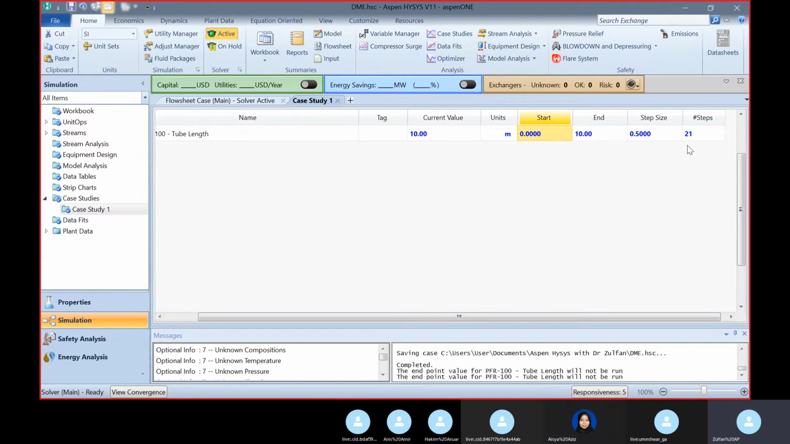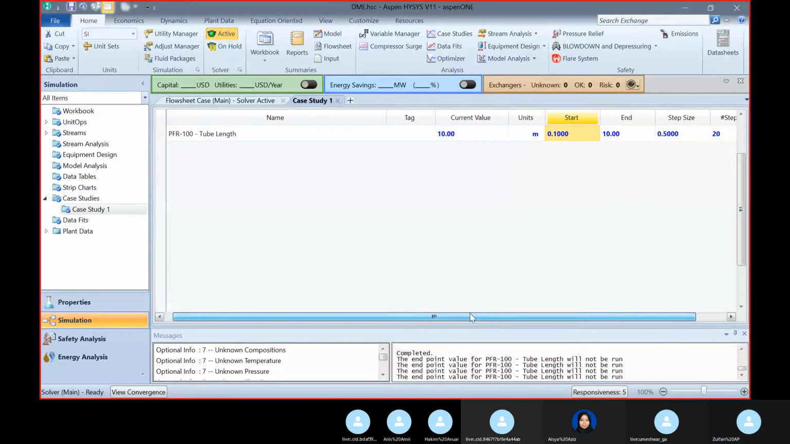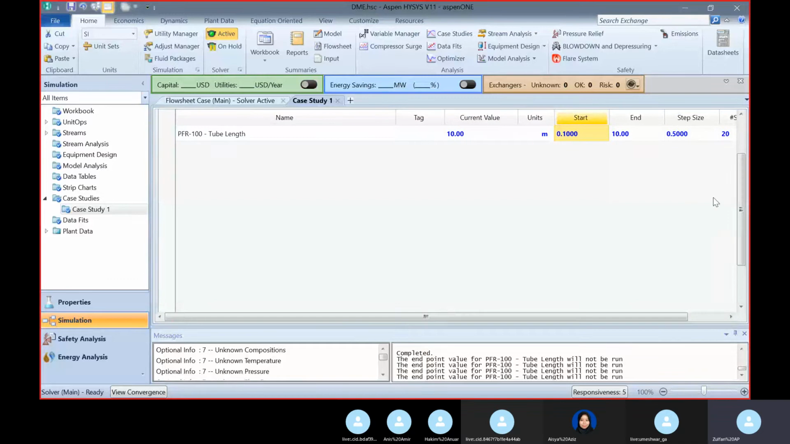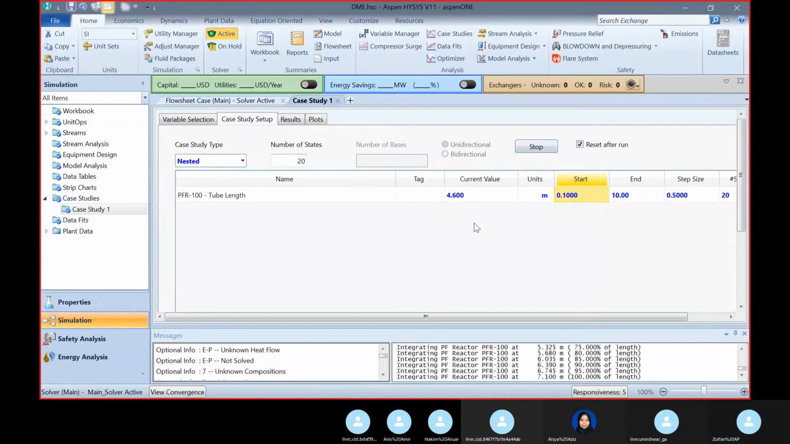Less than, no, there's no 0. Yeah, 0 does not work. You have to put some number. 0 means there's no reactor. So 20 steps. Yeah, okay. And then what more? Yeah, just click run. Okay. Done. Result. Yep, done.